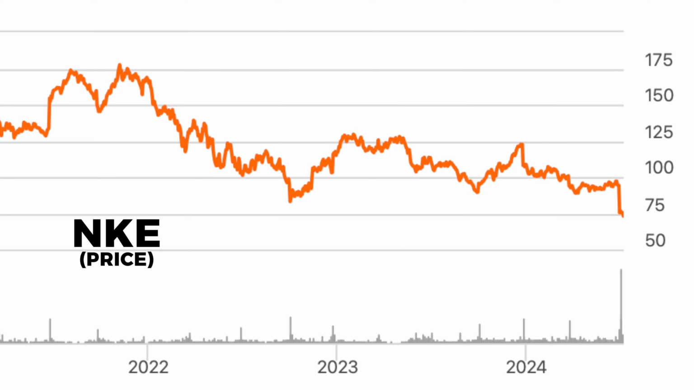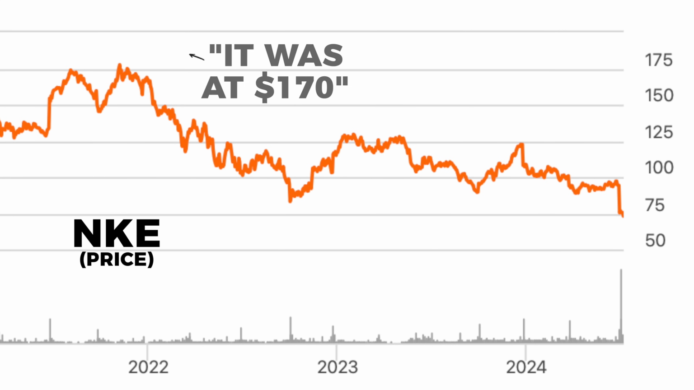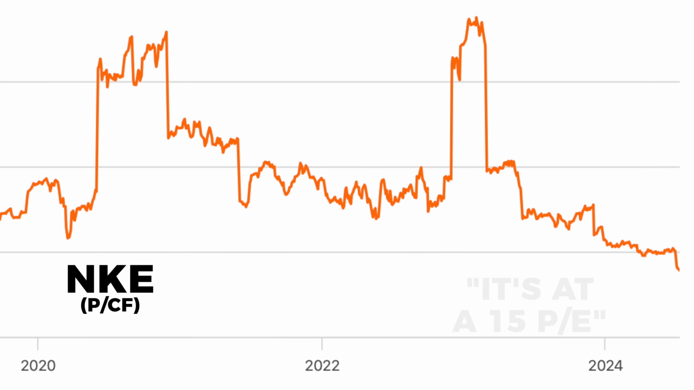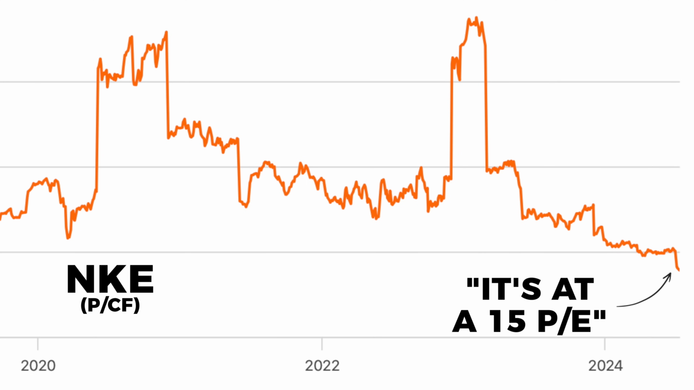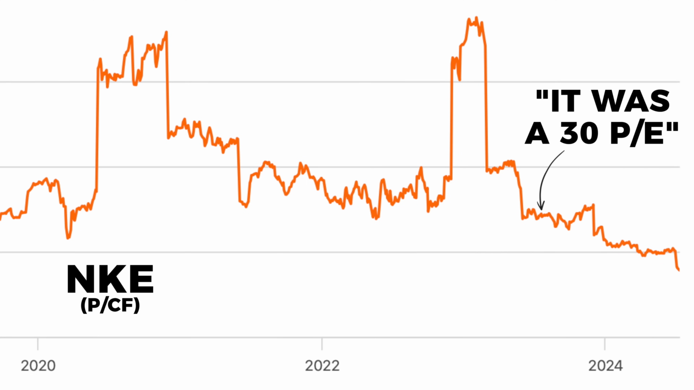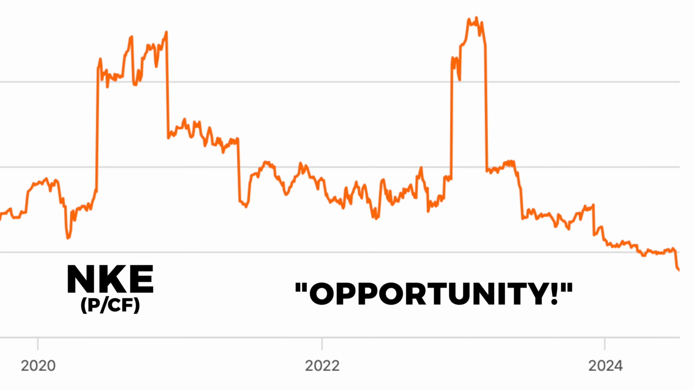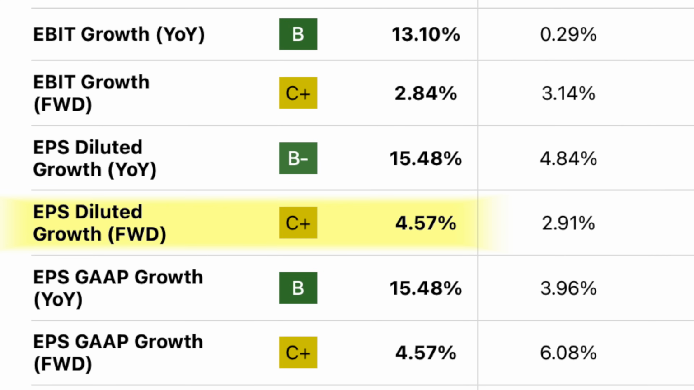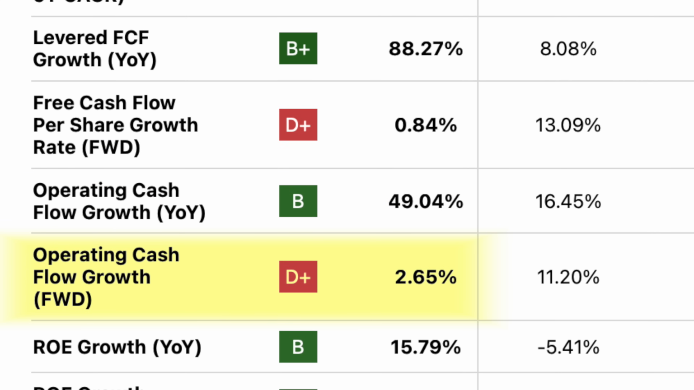We can't just look at a company like Nike and say, hey look, Nike's at $75 and it used to trade at $170. It must be a good opportunity. Or even that it trades at a 15 price to cash flow now and it used to be a 30 price to cash flow, so it's a good opportunity. Because again, look at the projected growth rates. Earnings per share growth of under 5, and operating cash flow growth of under 3.